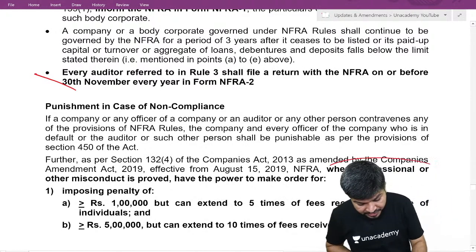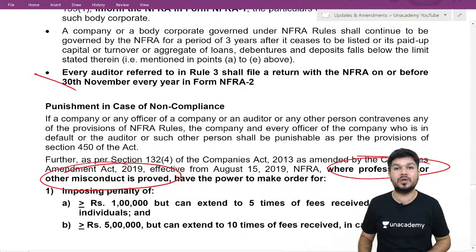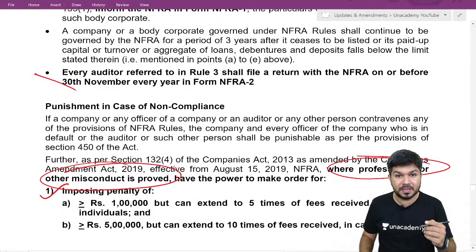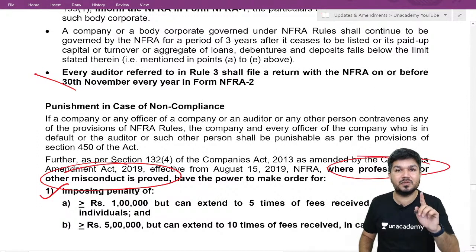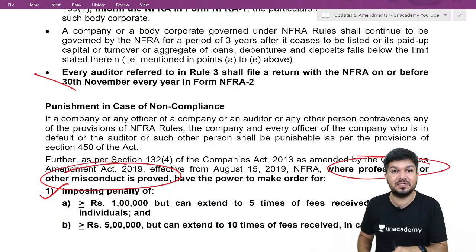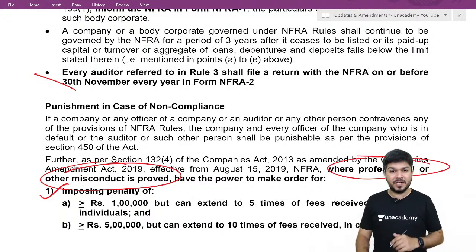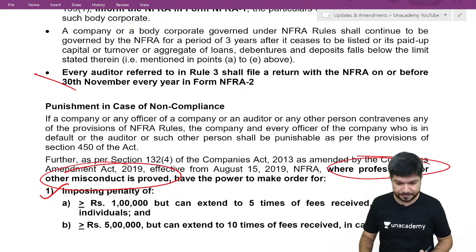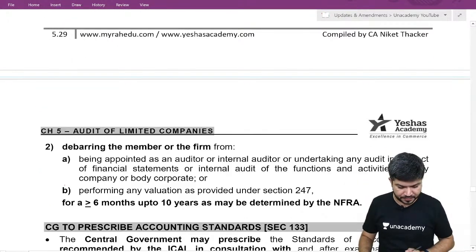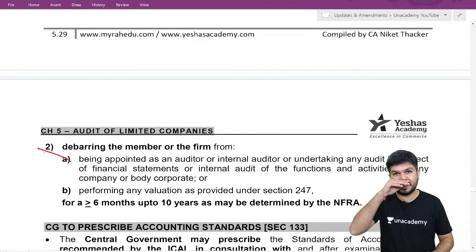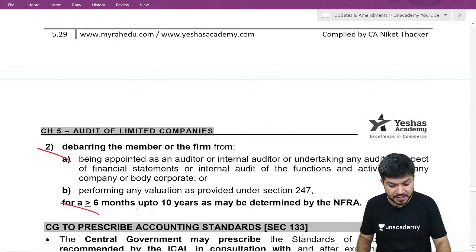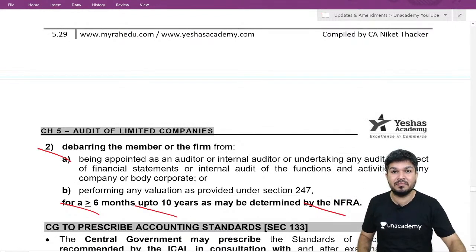Okay. So where professional or other misconduct is proved, I told you NFRA has a power to penalize auditors now. If professional or other misconduct is proved, there is a penalty. If an individual is appointed, the minimum penalty is 1 lakh. It can extend to 5 times the fees received for an individual. And for a firm, the minimum penalty is 5 lakh. It can extend to 10 times the fees received for a firm. And they can also debar you. They can debar the firm from being an auditor. For how much time can they debar? For a period of 6 months up to 10 years, as may be determined by NFRA.